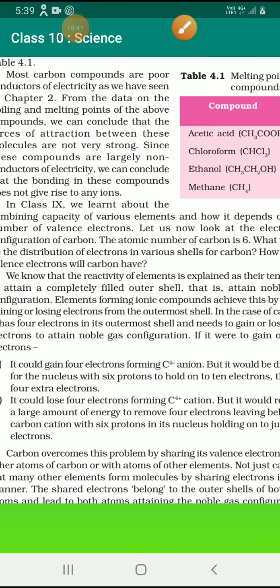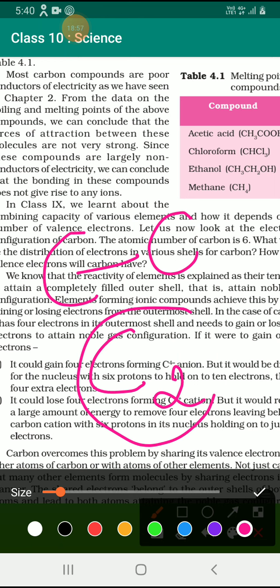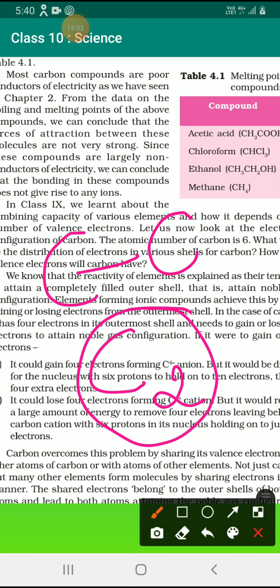Suppose the covalent bond between them, for example, carbon attaches to carbon through the outermost electrons, so it becomes C2, right? In the sense, these are responsible for sharing the electrons between them.